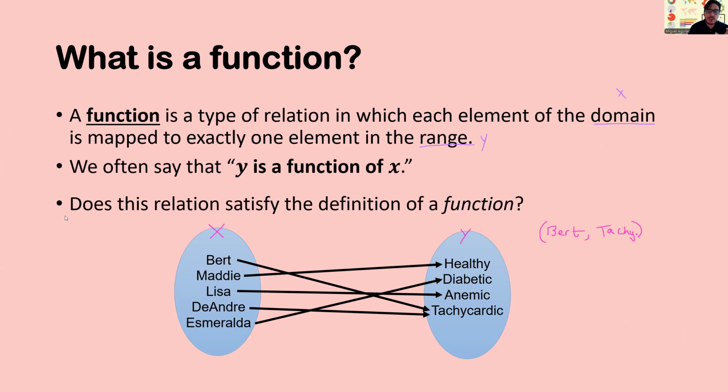Okay. So the thing that makes this a function is that if we look at every single x value here, they only have one arrow connecting them to an element in the range, connecting them to one y value. So here the definition for function only restricts the behavior of the x values. It says nothing about what the y values can do.